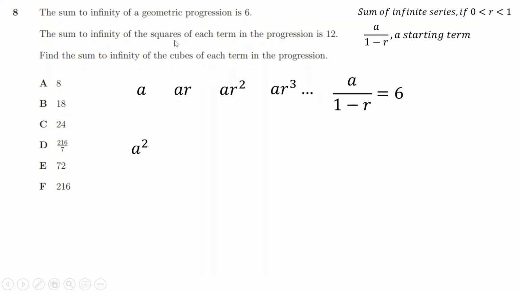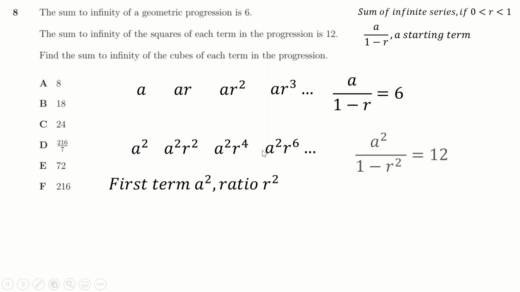Now, when you sum the squares, the squares of these are a squared, a squared r squared, a squared r to the 4, when you square that, remember, out to the 4, and a squared r to the 6. Now, the starting term here is a squared, and the common ratio that you multiply by is r squared, right? So that means, and because that all adds up to 12 apparently, that this equals 12.